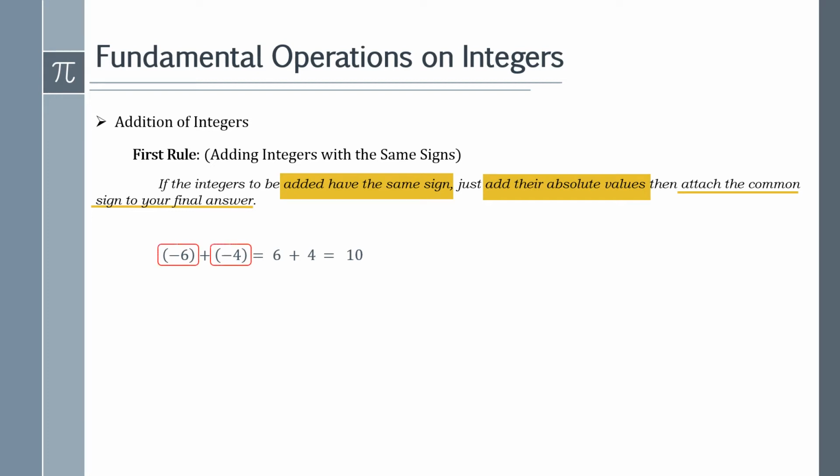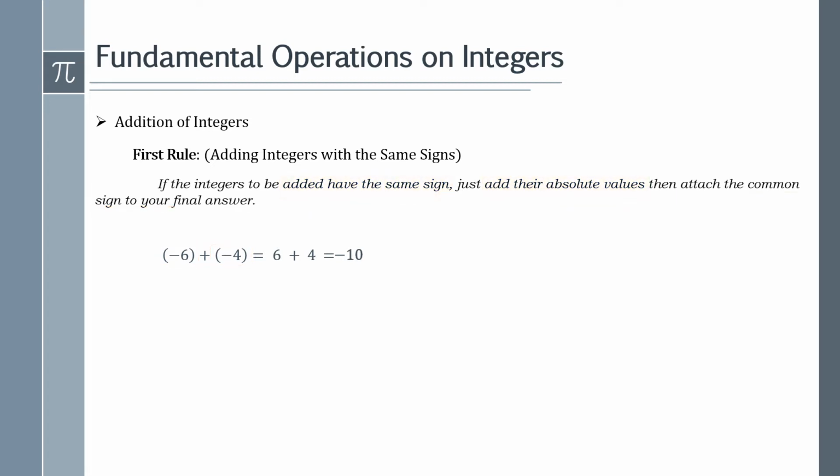So, we have negative 6 and negative 4. Ano yung common na sign? Ano yung sign ng dalawa? Di ba negative? So, yung sign daw nila na common, i-attach mo this time dun sa sagot mo. Our answer is 10 and we will attach negative. Okay? So, therefore, your answer is equal to negative 10. Okay? So, ganun lang kasimple, class.